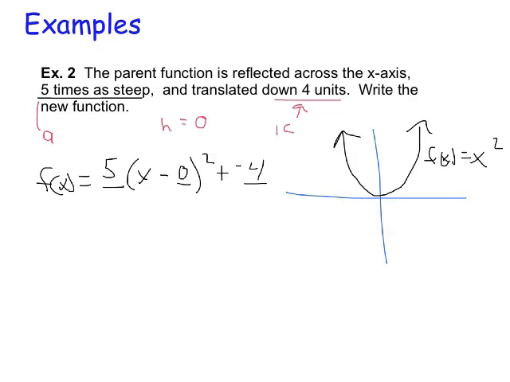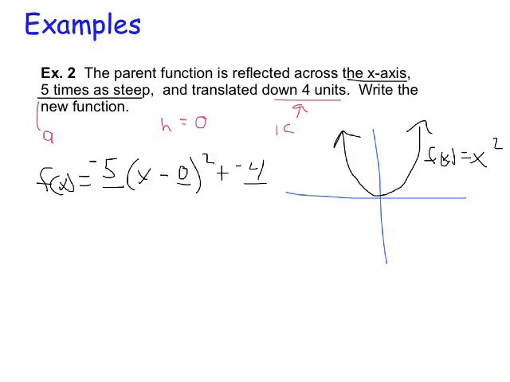Now, let's look at it. It says one thing more. It says it's reflected across the x-axis. That means that this 5 is, because see, if it's reflected across the x-axis, that means it opens down. And if it opens down, that means that 5 is a negative.